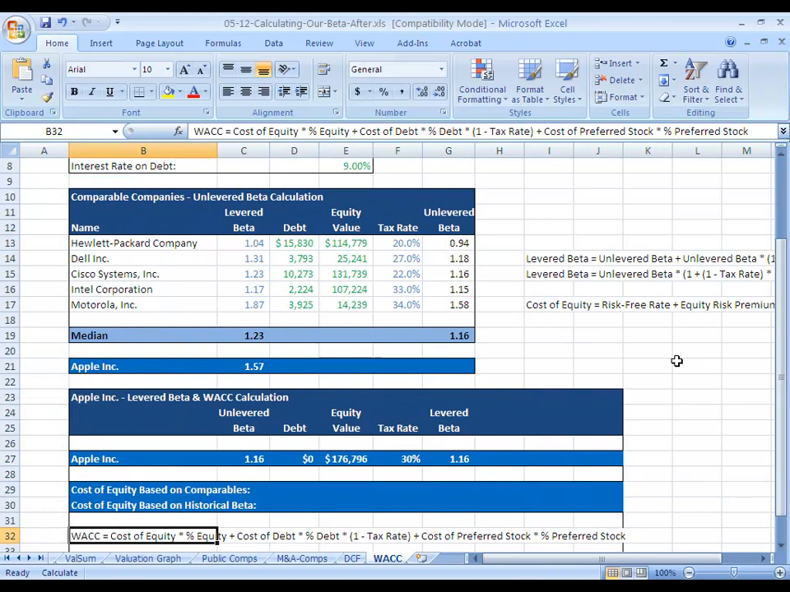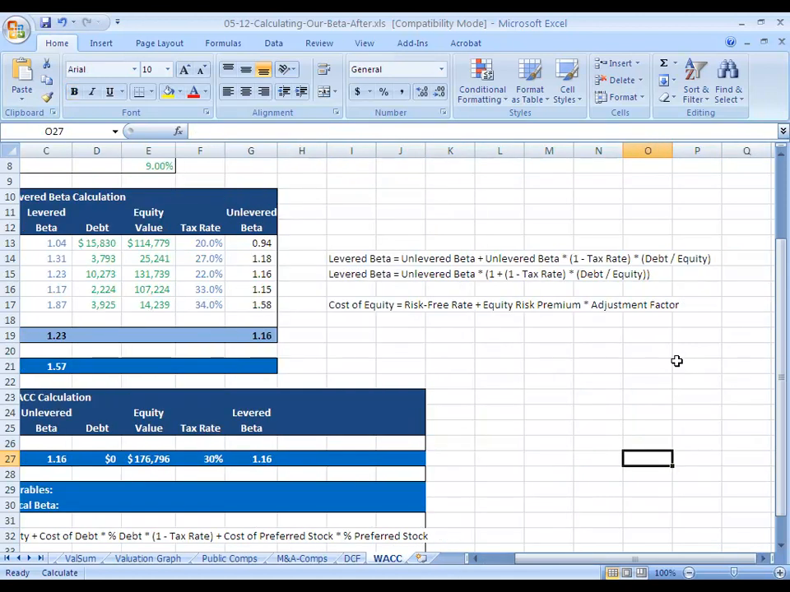Now, you might be wondering at this point, why is it that we use levered beta in this formula? Why is it that we don't use unlevered beta in this formula? Because we're trying to calculate this company's enterprise value, so why is it that we're using levered beta in the cost of equity formula? Here's how I would think about it.